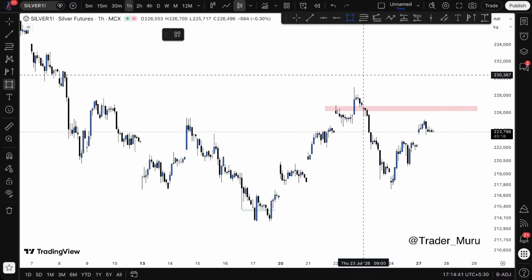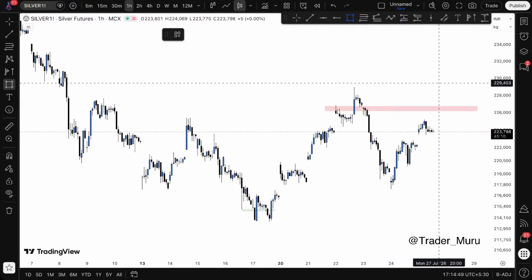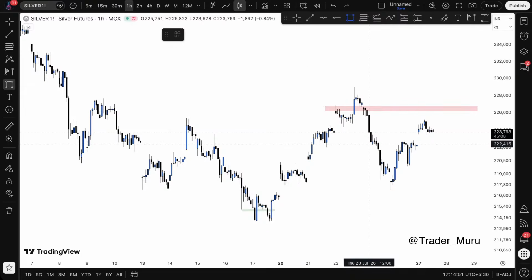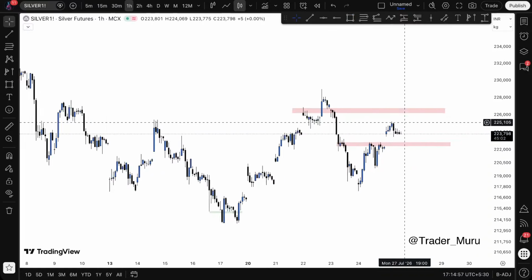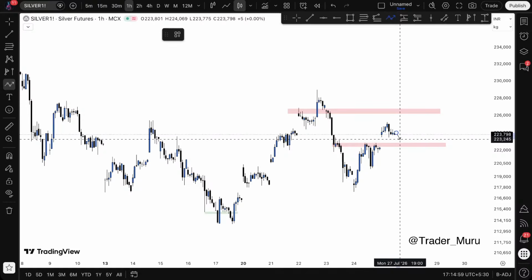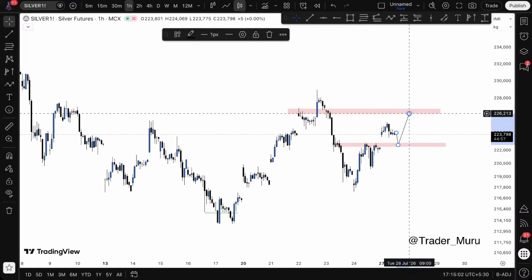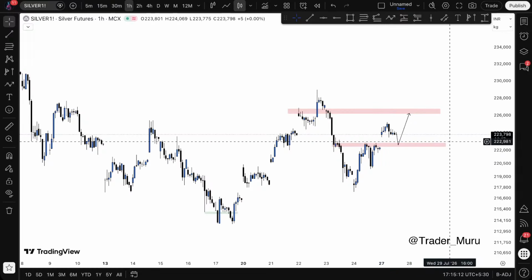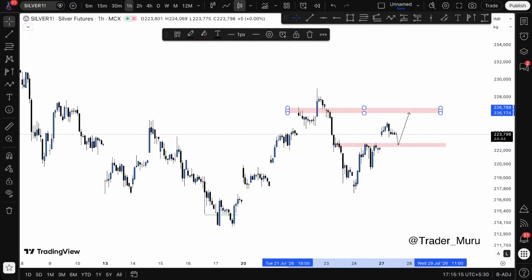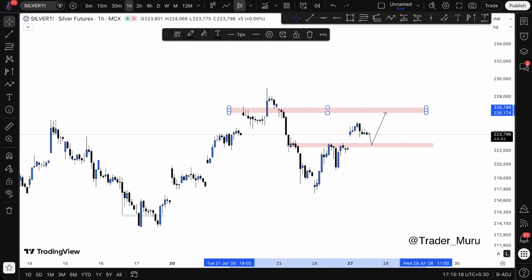And if you want to buy silver, then you have to watch for this area, this red zone. The buying zone price is 222.8 to 222.37. The selling area is 226 to 227.